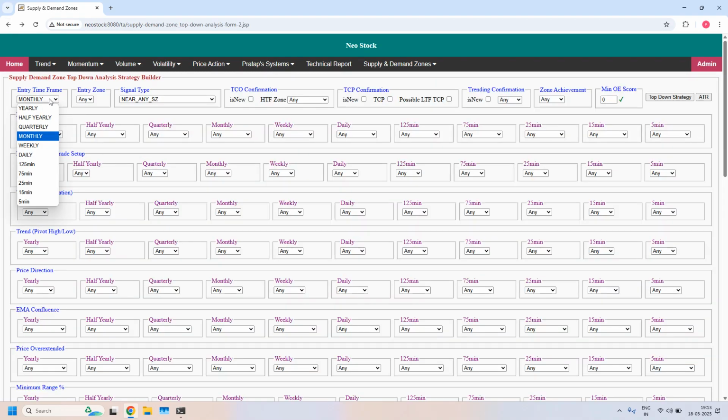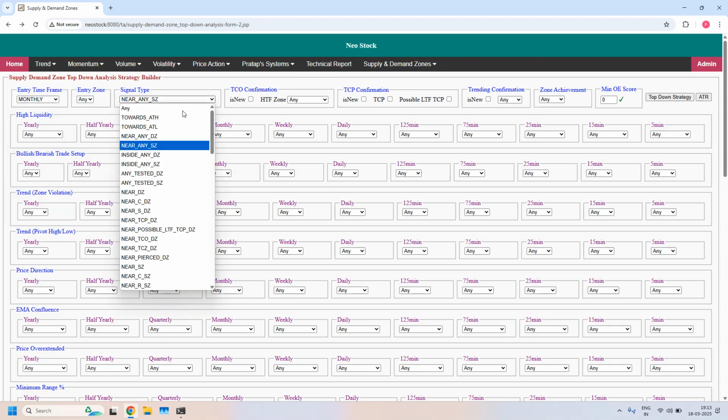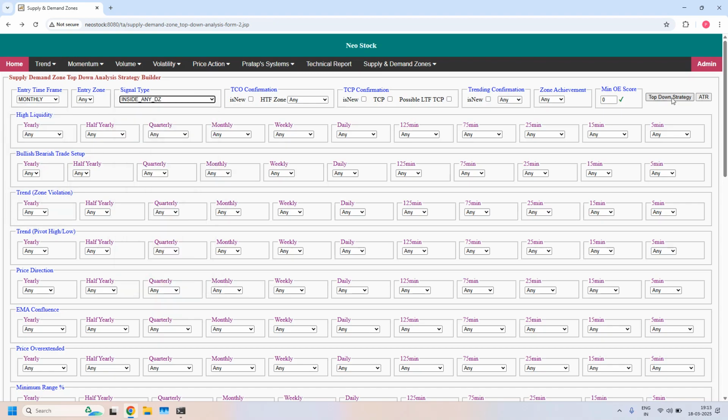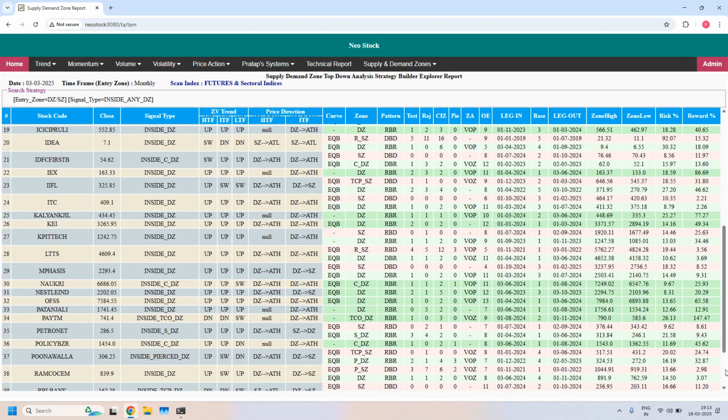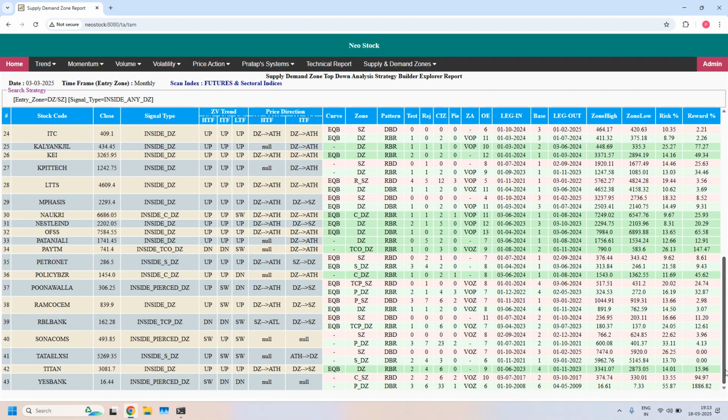Next, monthly time frame. Price closed inside the monthly demand zone. First 19 stocks in the list. Scrolling the list down. So total 43 stocks are filtered.